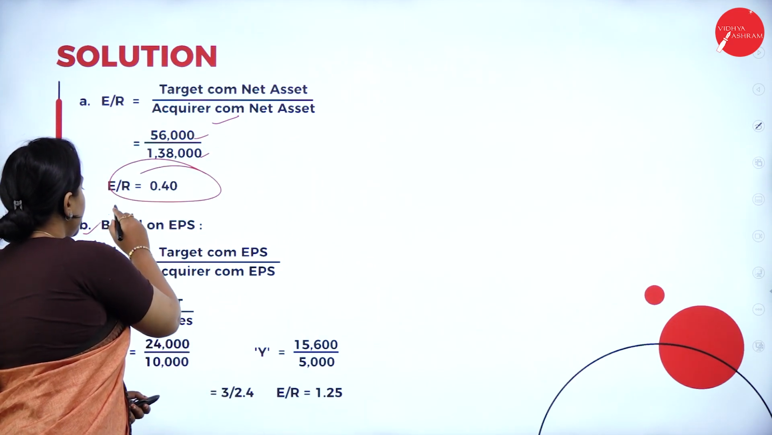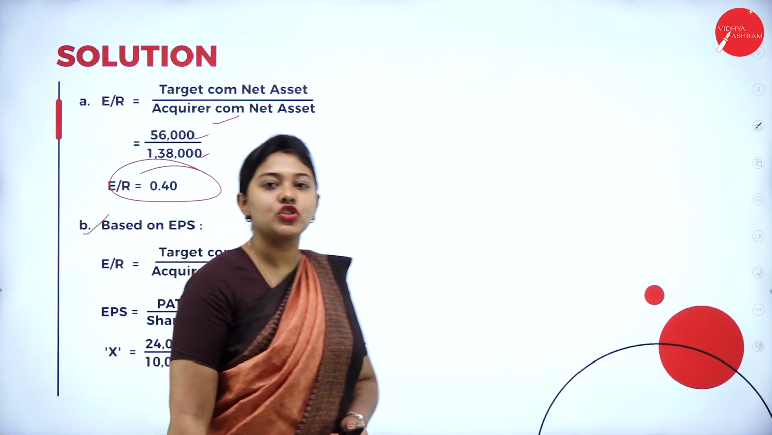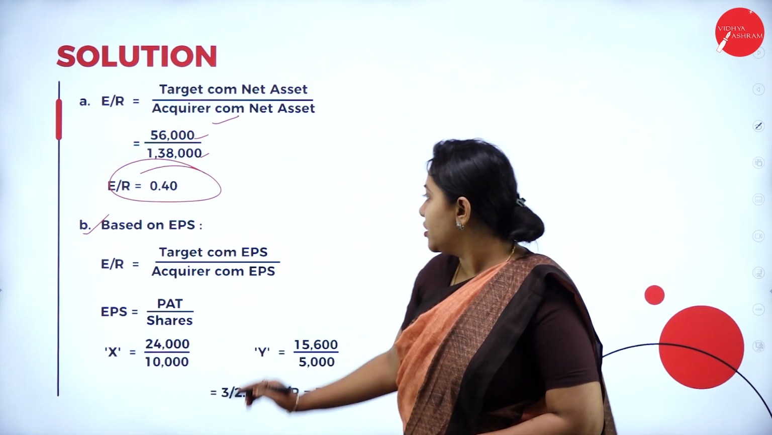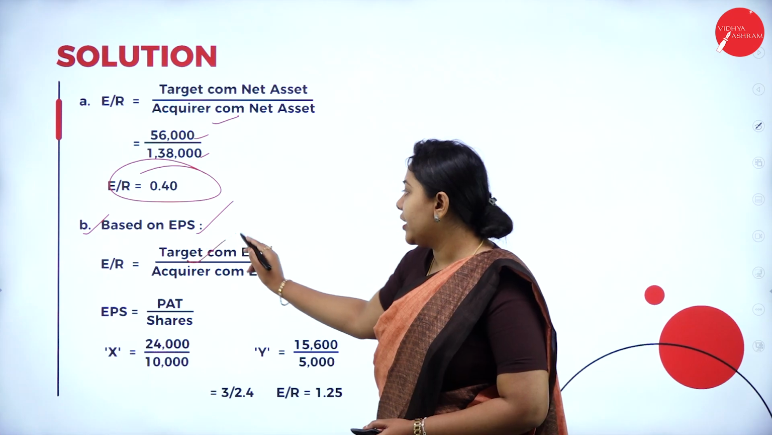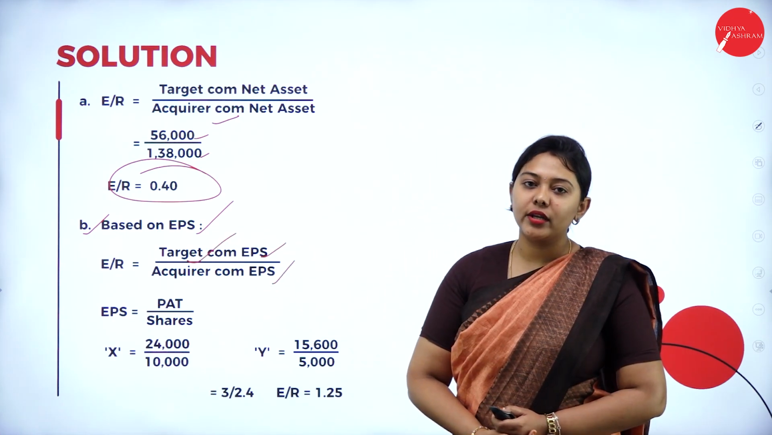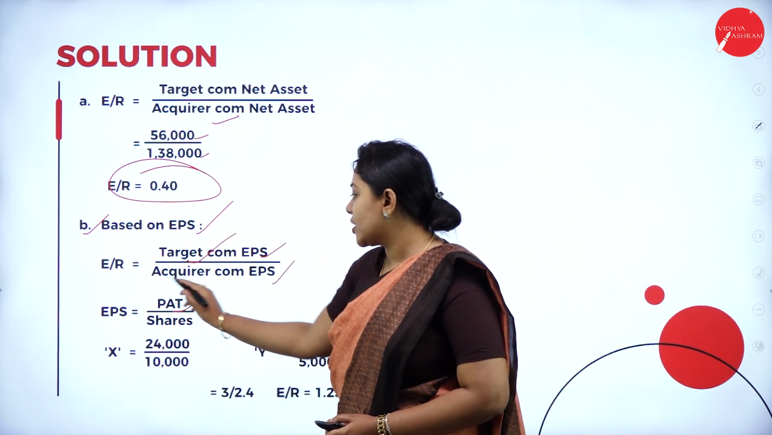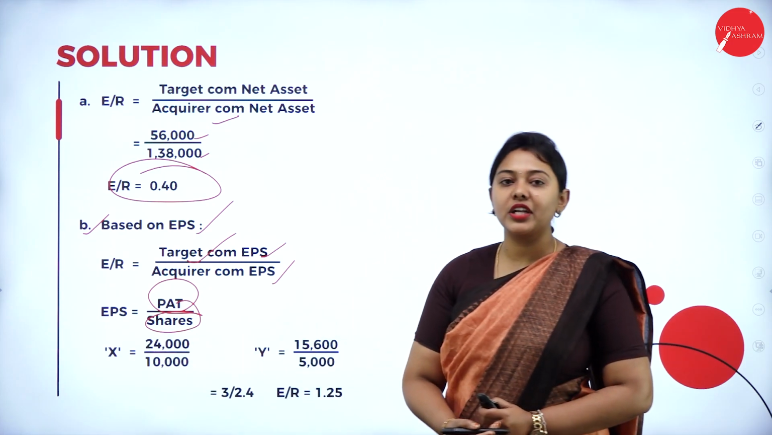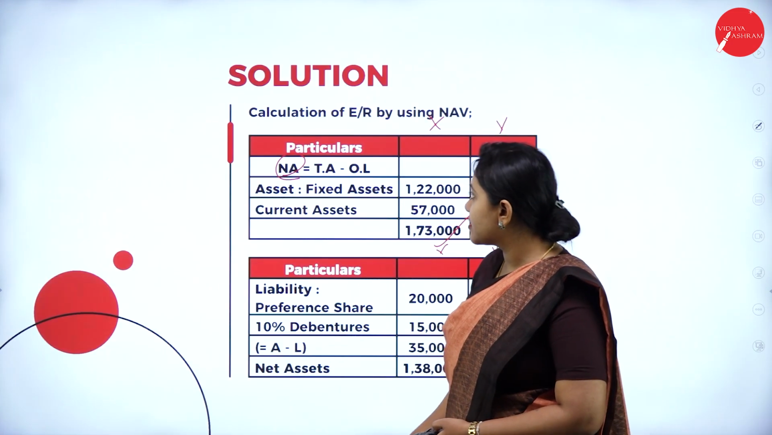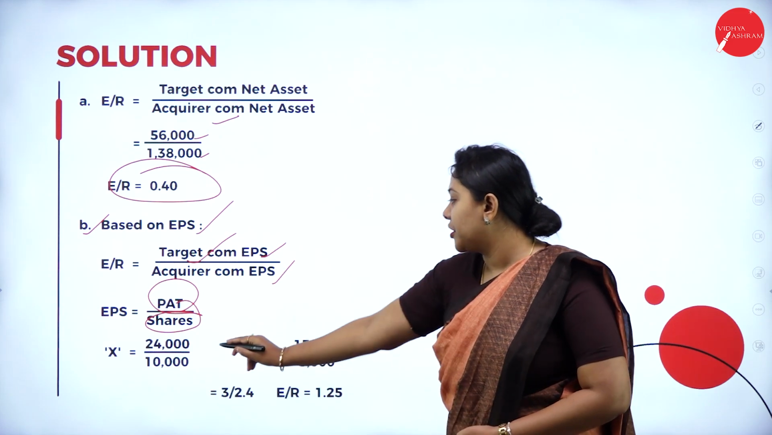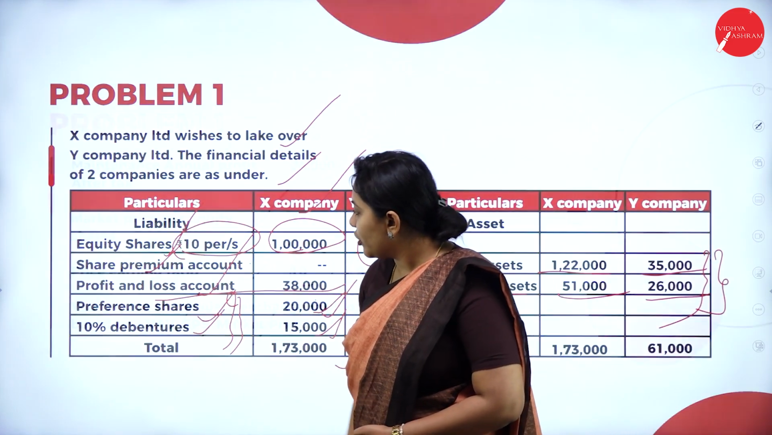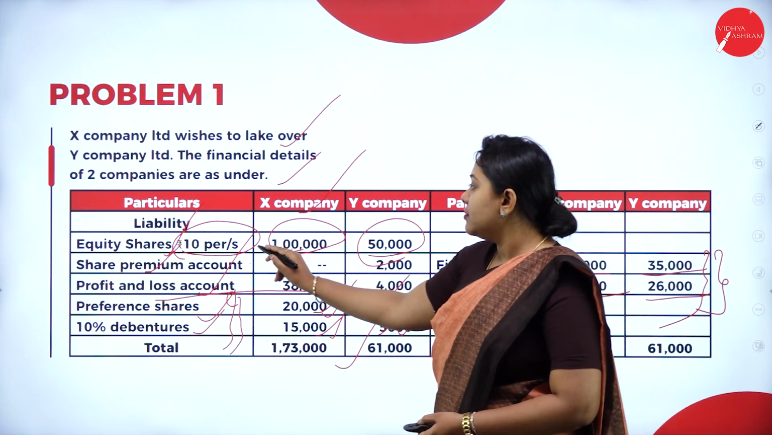Similarly, next we need to calculate the exchange ratio based on EPS, that is your earnings per share. Target company's EPS divided by acquirer company EPS. EPS is equal to profit after tax divided by number of shares. Profit after tax 24,000 and 15,600, the number of shares. How do you get this number of shares?